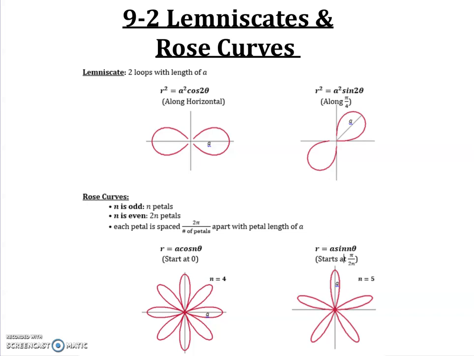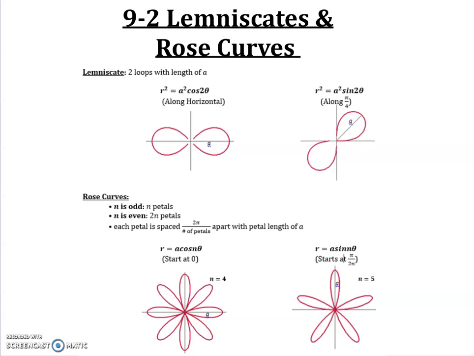Continuing to graph these really fun things. Today we've got lemniscates and rose curves, okay? What you see right here is what you're going to be given on your formulas. So please take out your formula sheet and make sure you're using it as we look at this.